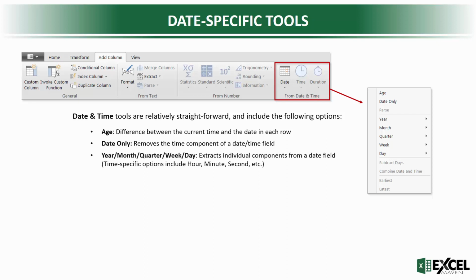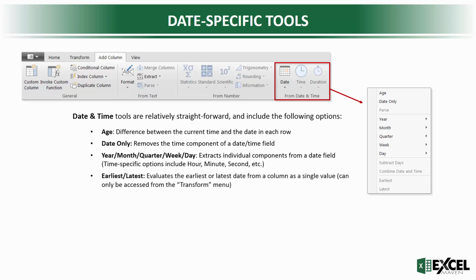Then you've got your basic ones like year, month, quarter, week, and day, and these all work in a very similar, straightforward way. They just extract individual components from a date field, and then, in our case at least, put them onto their own columns. And if you are working with a field that does have time-specific data, those time component options would include hour, minute, second, instead of year, month, day.